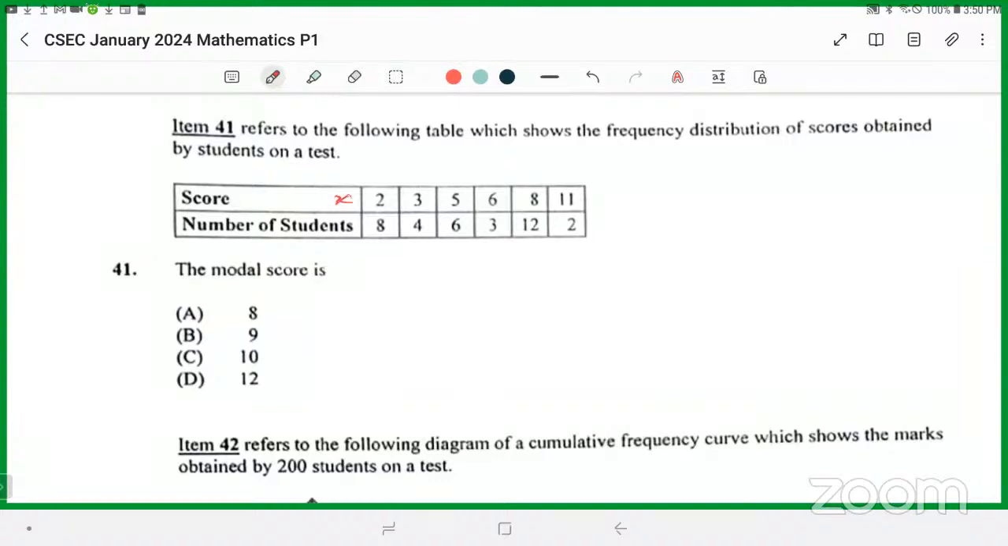And this is the number of students scoring. So this is the F. The one that matches the highest frequency is the mode. So the highest frequency is this. So the 8 is the mode.